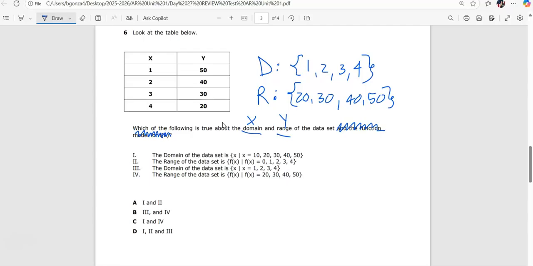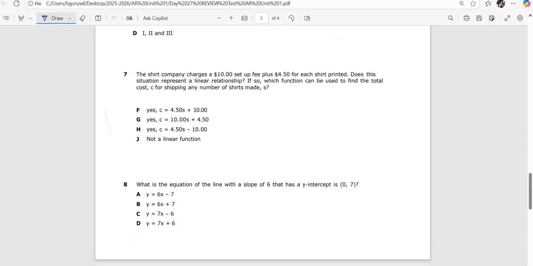All right, so which ones match? Domain, no, that's not 1, 2, 3, 4. Range, no, that's not the range. Domain 1, 2, 3, 4, that's great. And then 20, 30, 40, 50, that's great. So it should be 3 and 4. So the one that says 3 and 4 is B. All right, number 7.